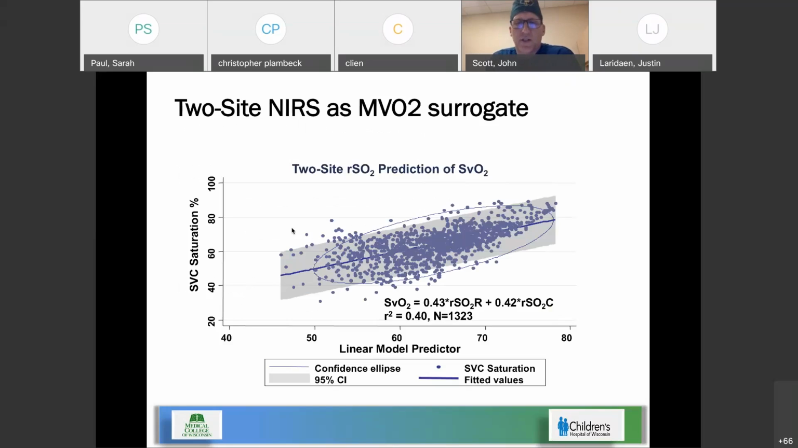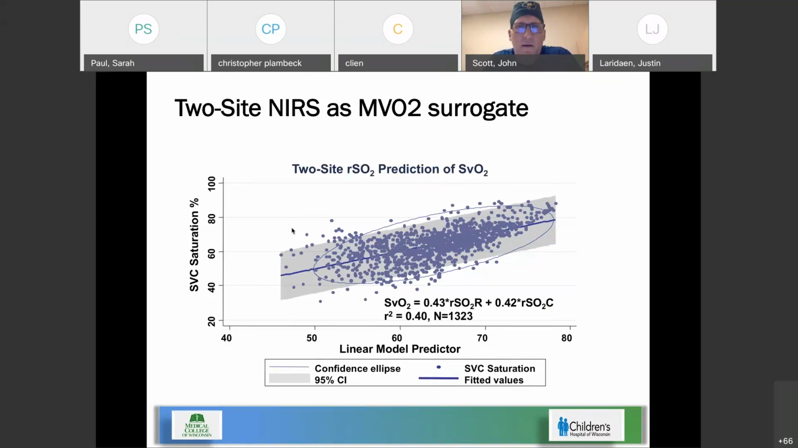So this is a slide just briefly to talk about why we use NIRS monitoring as ubiquitously as we do. This is a study published by Dr. Hoffman looking at two-site NIRS monitoring as a predictor of SpO2, which is a surrogate for oxygen delivery, which is a surrogate for cardiac output.